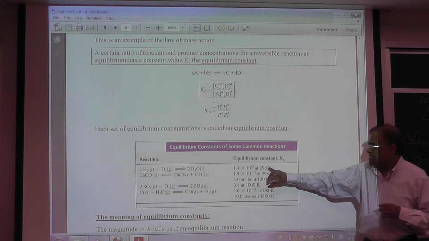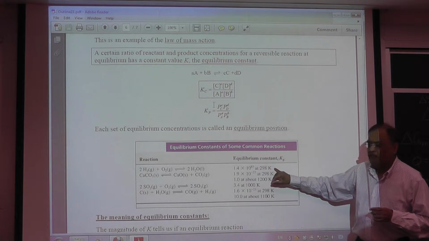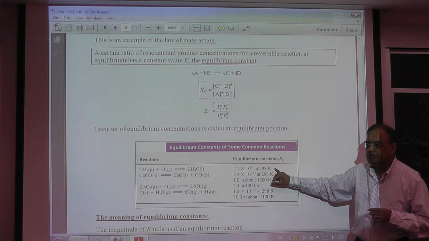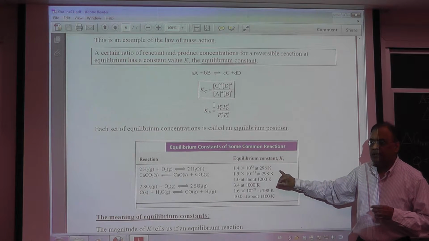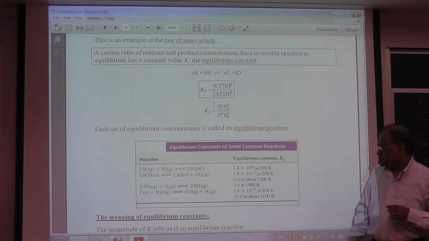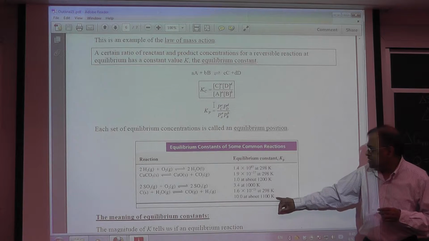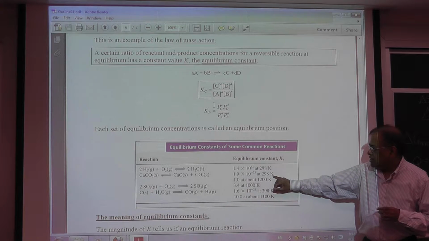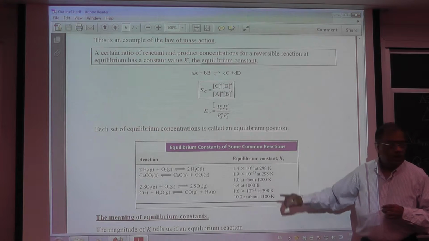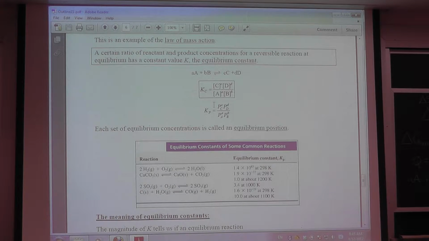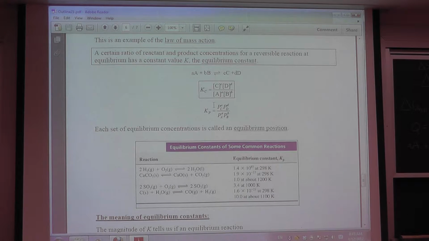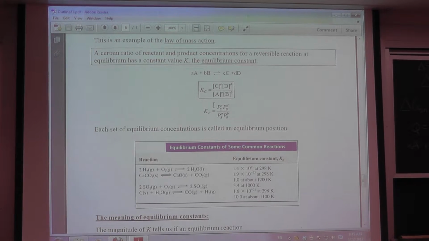So whenever you specify the equilibrium constant, you have to also specify the temperature, because the equilibrium constant depends on temperature. And you can see the temperature dependence. Remember, we plotted a graph to show the temperature dependence of the equilibrium constant.